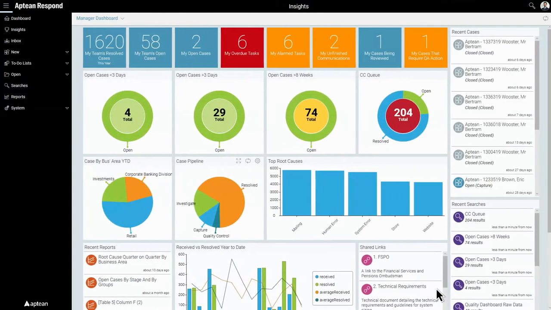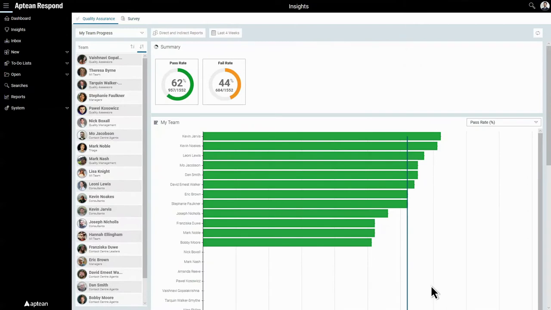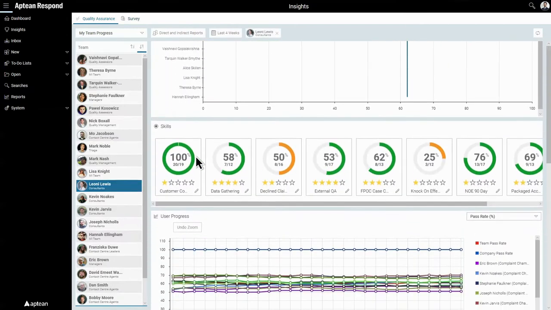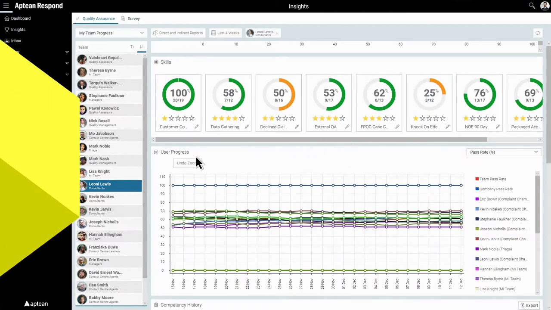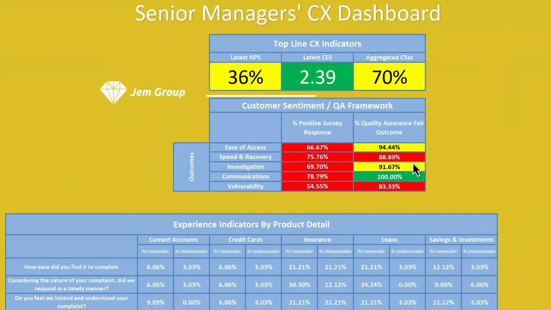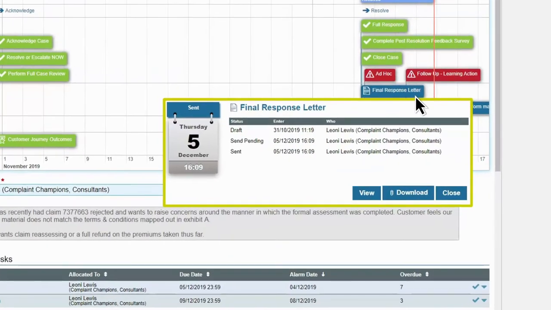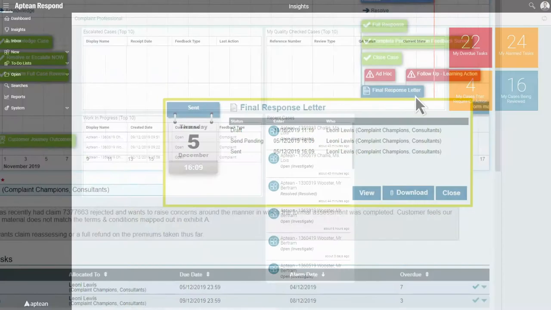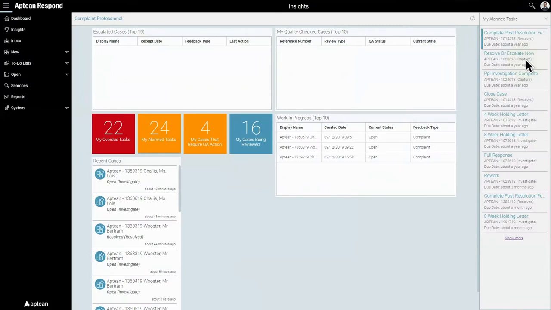Monitor staff performance and ensure resources are deployed most effectively. Leverage at-a-glance visibility to see the information that matters most, from high-level overview down to an individual's skills and competencies. Easily compare customer sentiment against a QA framework. And navigate complex customer complaints from capture to resolution with full visibility into workloads and tasks.